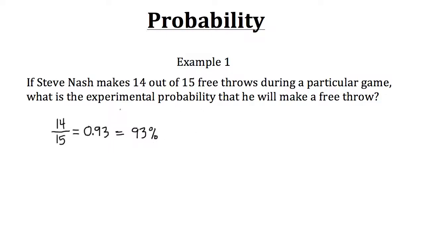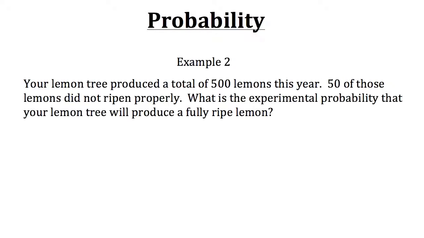Now with this specific example, the experimental probability is based off of this observation here. So based off of the 14 out of 15 free throws, we could say that Steve Nash has a 93% chance of making a free throw. Now let's take a look at one more example for experimental.